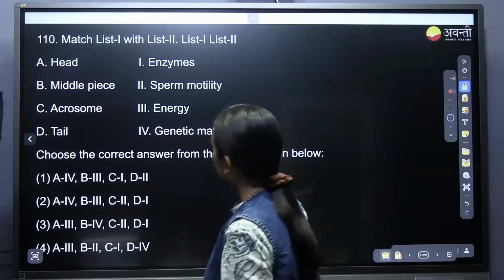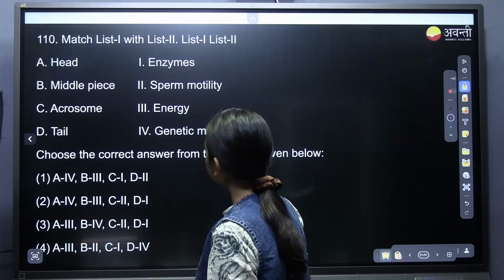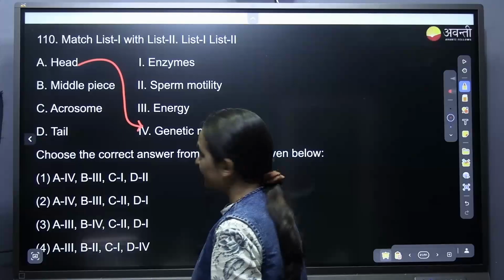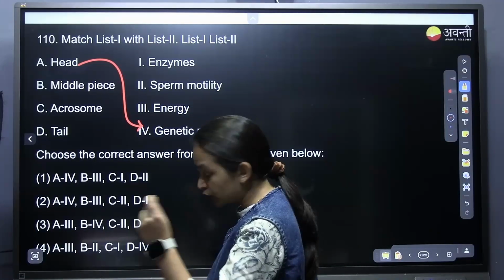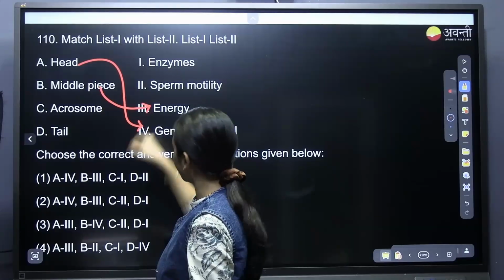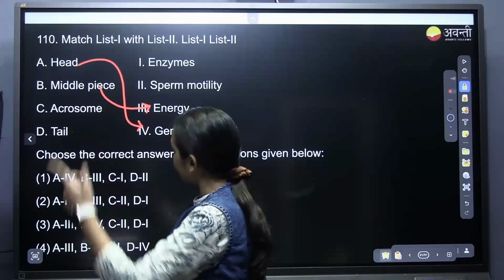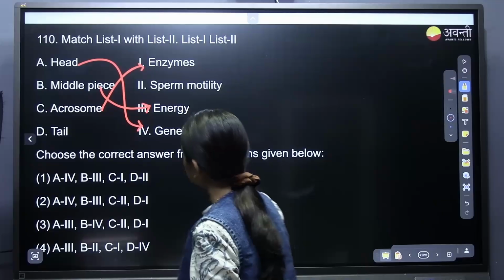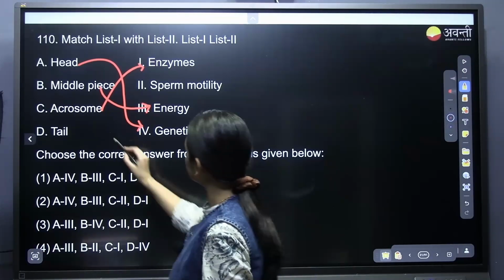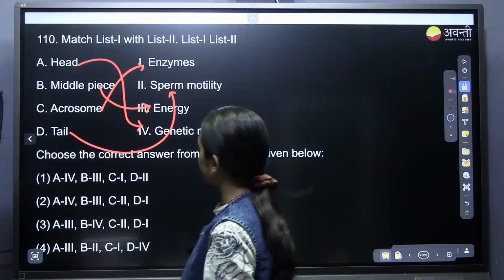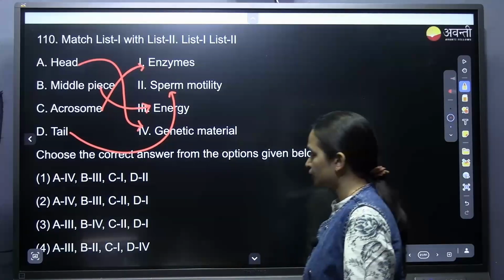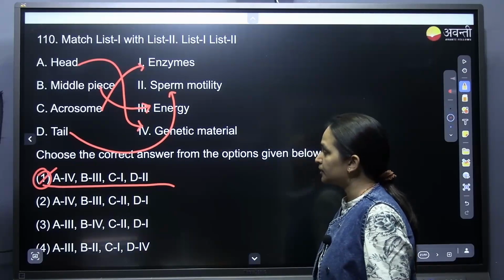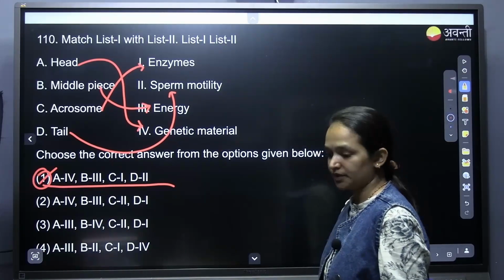Match list 1 and 2. It is about the sperm. Head has the genetic material, the middle piece has the mitochondria for energy, the acrosome above the head has enzymes, and the tail gives motility. So A4, B3, C1 and D2.